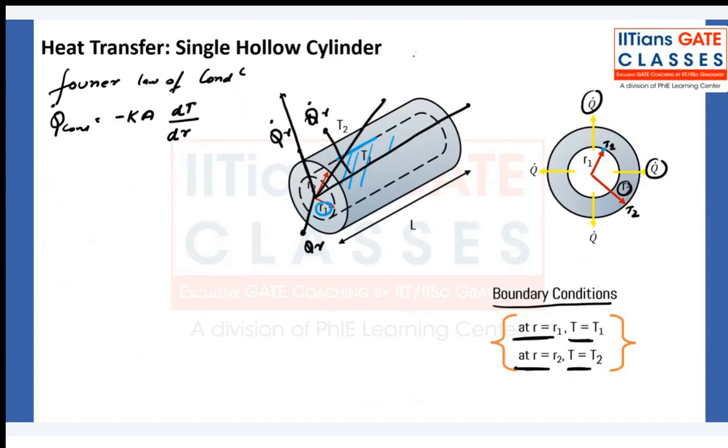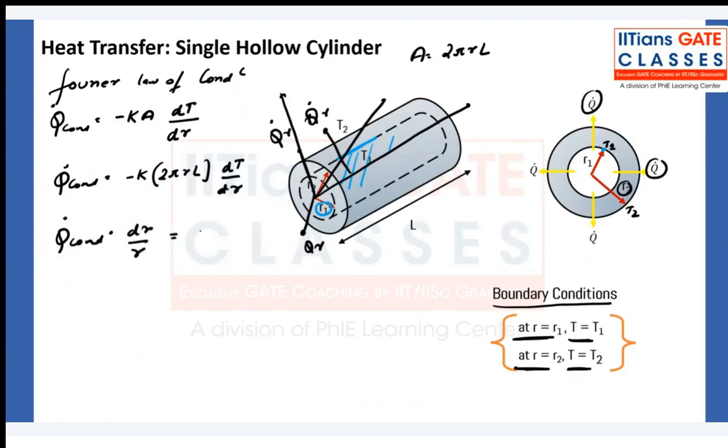Okay. Now what is the area? What is the area of this? Cylindrical surface area is 2 pi RL. So can I write Q dot conduction is equal to minus K 2 pi RL dT by dr? Again, we are doing the same thing that we did for the rectangular body. dr by R is equal to minus K 2 pi L dT. So this equation is only valid for a small radius. You take a small radius here, dr, very small radius.